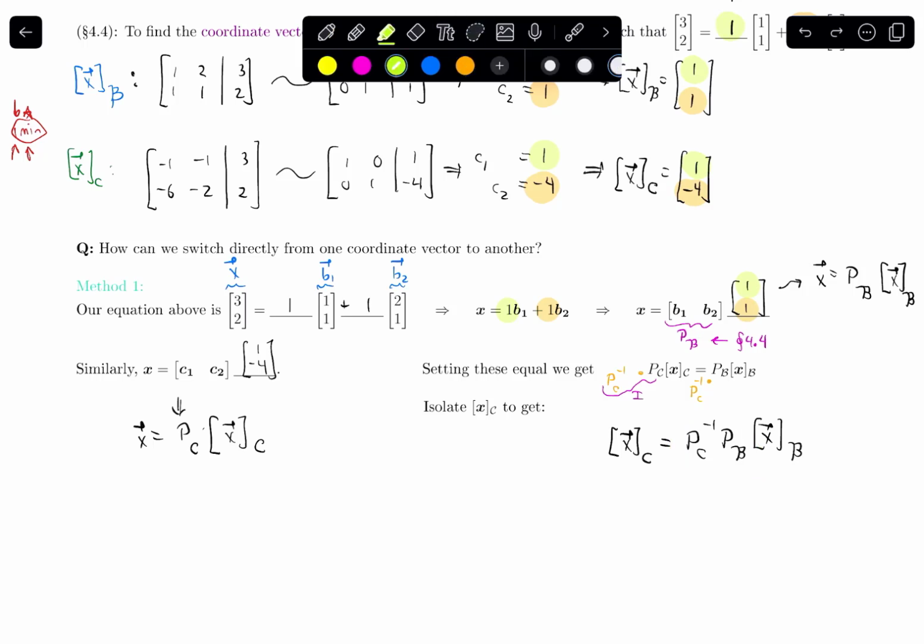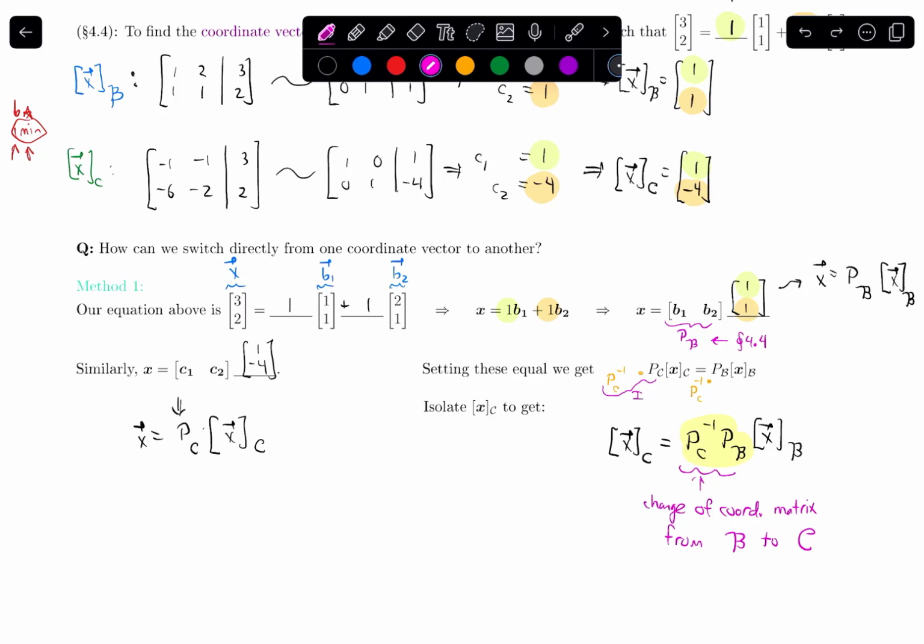I'm going to highlight it. So this matrix is called the change of coordinates matrix from the basis B to the basis C. Because what that matrix does is, I multiply it by a coordinate vector in terms of the basis B, and I output a coordinate vector in terms of the basis C. So it's converting the B coordinate vector to the C coordinate vector. And that's where this name comes from.